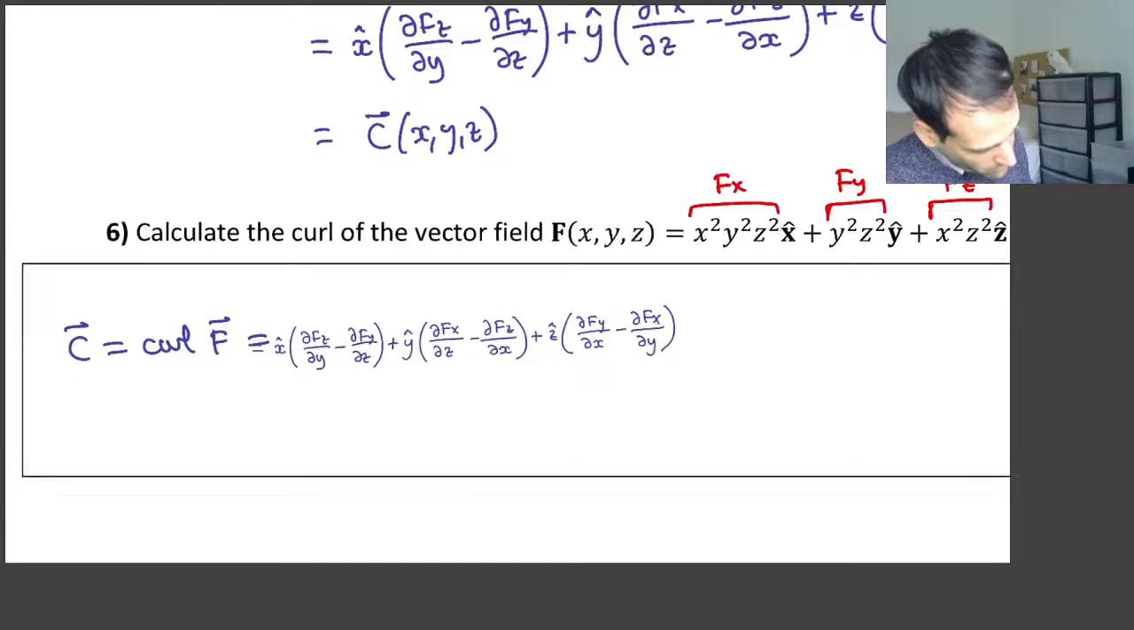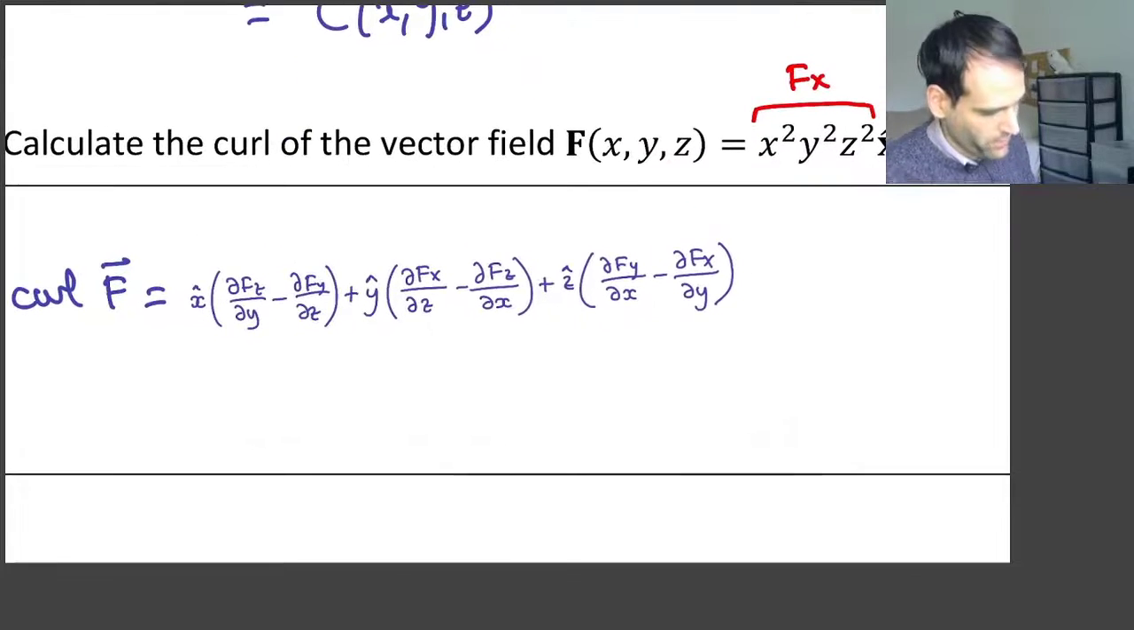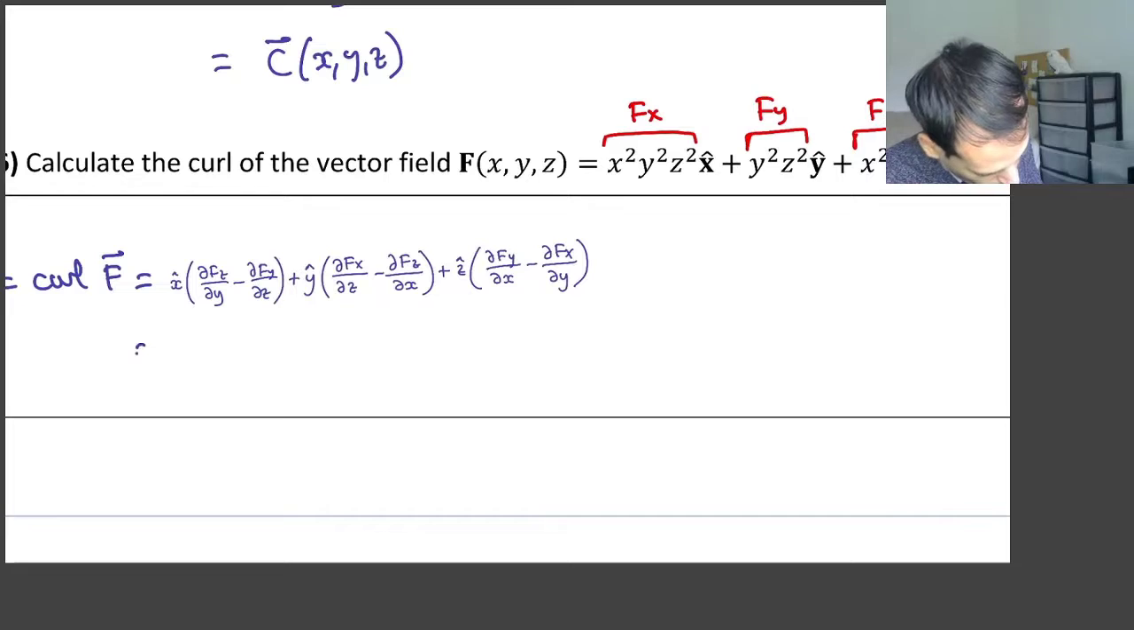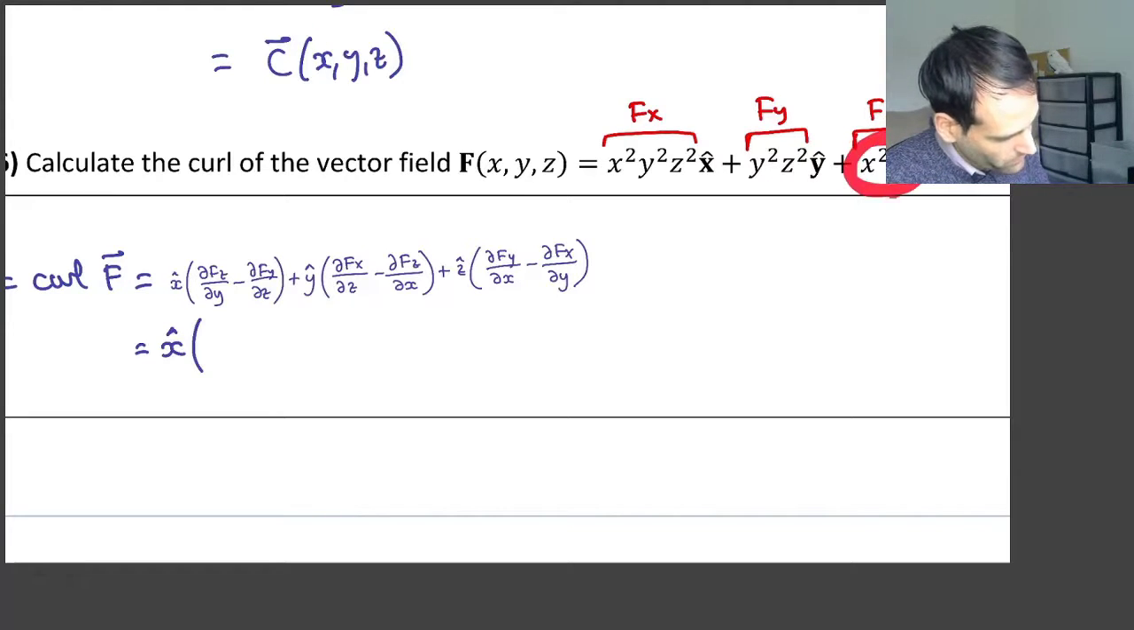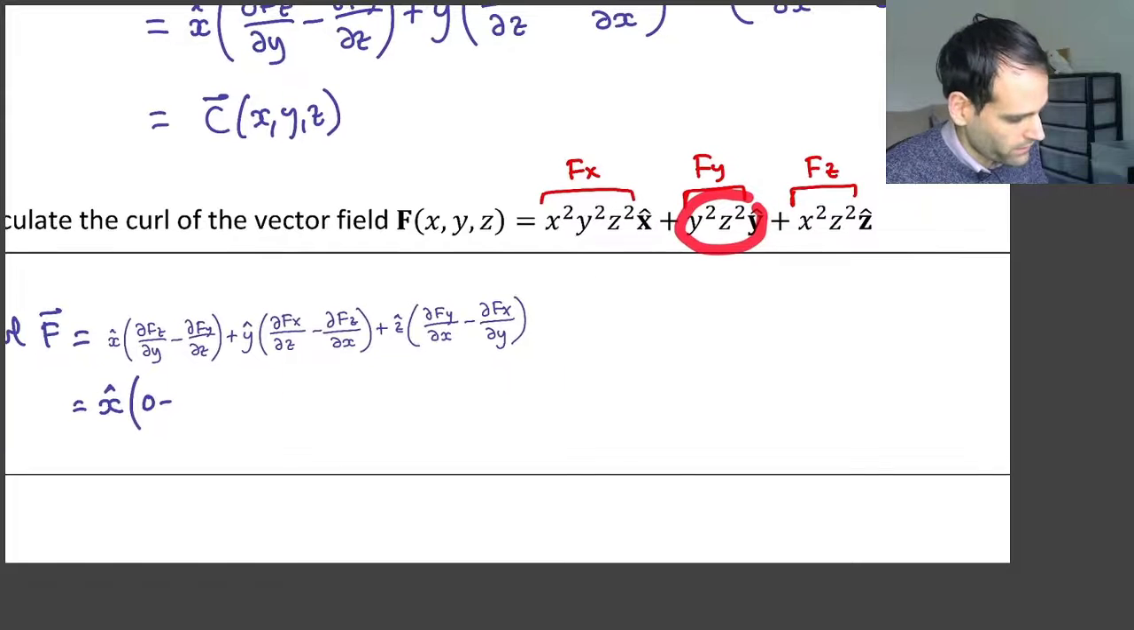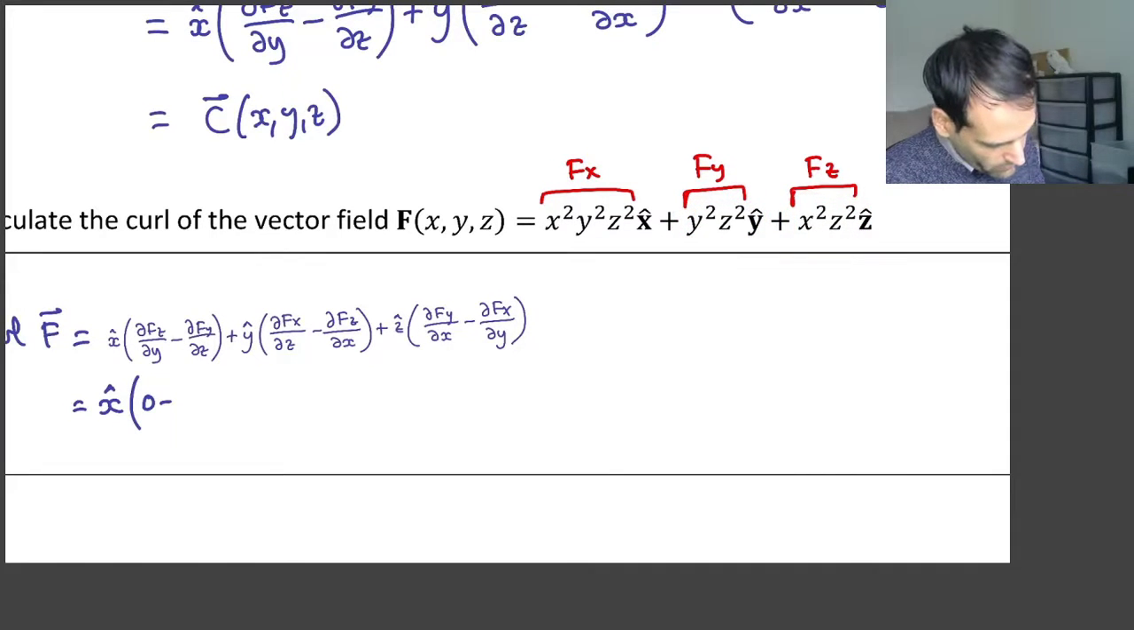Yeah. So now I need to calculate all of these partial derivatives of each component with respect to each of the others. Okay. So the result is going to be x hat times, what's the partial of fz with respect to y? It's actually 0 because x and z are constant when we do partial with respect to y, so 0. Minus partial of fy with respect to z. So I need to do the partial of y with respect to z. So this is going to be 2y squared z.